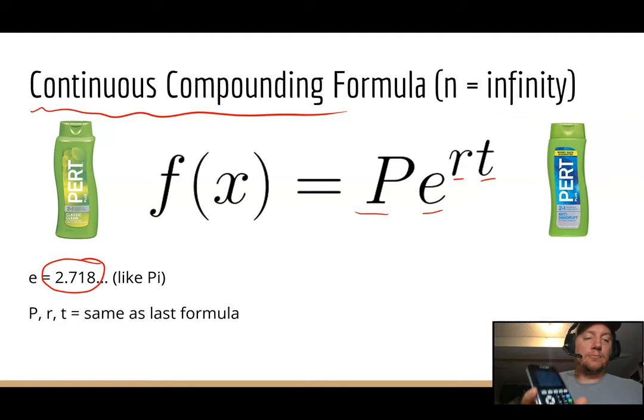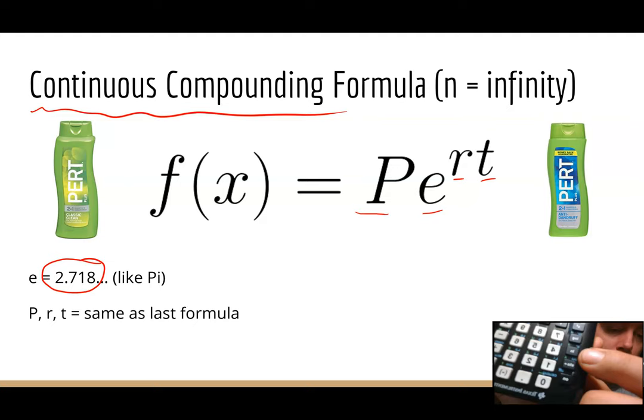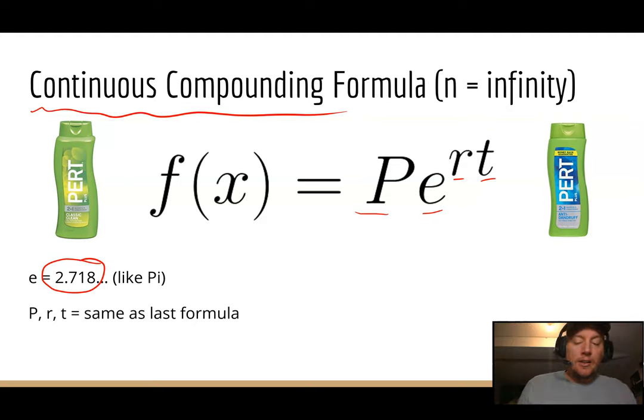On mine, just gonna try and show you. It's right there above the LN button. Kind of hard to see because it's fuzzy, but bottom left of the normal graphing calculators, depending on your phone calculator or whatnot, just let me know. I can help you find it.